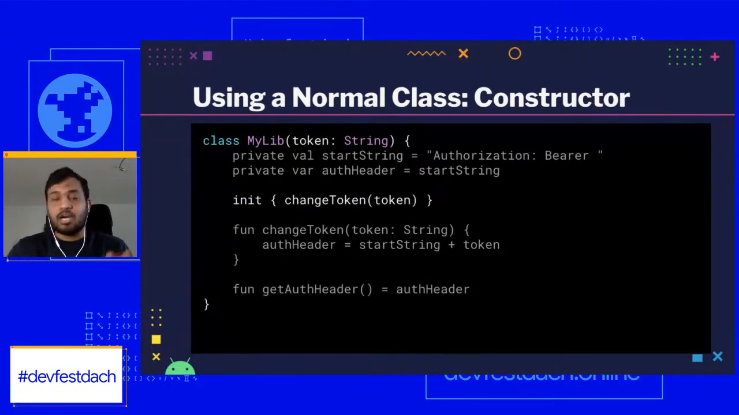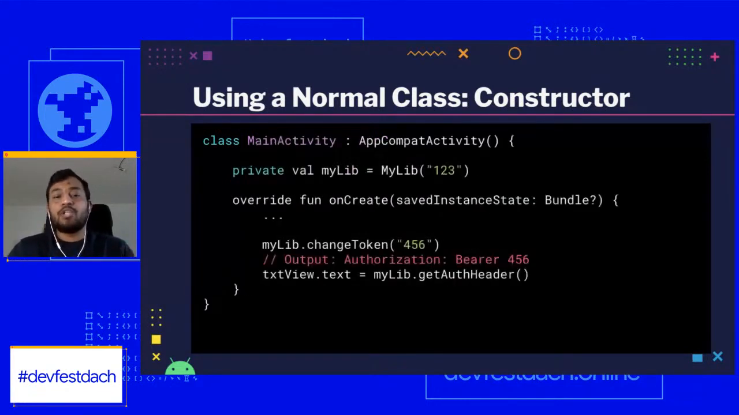We'll iterate over how other libraries would use this example too. If you had to use this library code that you just wrote, you would create a property again in your main activity, and initialize it the usual way. You will say MyLib and then pass in a string value, in this case 123, in the constructor.